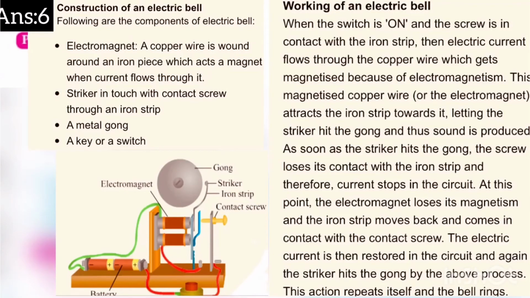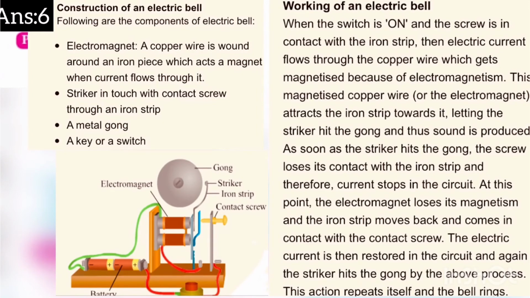Answer. Construction of an electric bell. Following are the components of an electric bell. First one is electromagnet. A copper wire is wound around an iron piece which acts as a magnet when current flows through it. Second is striker in touch with contact screw through an iron strip. Third one, a metal gong. Next is a key or switch. Working of an electric bell.